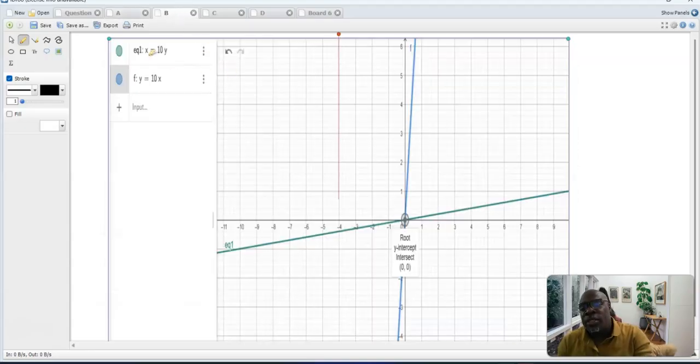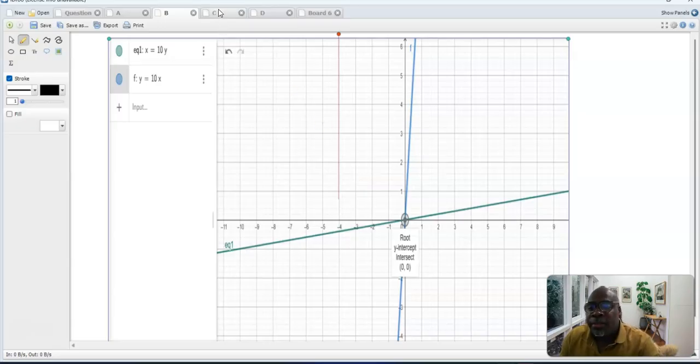So we have the equations here, x equals 10y and y equals 10x. As you can see, they both intersect at 0. They are sharing a point: when x is 0, y is also 0. So they share the same value. Again, it's a system of equations.